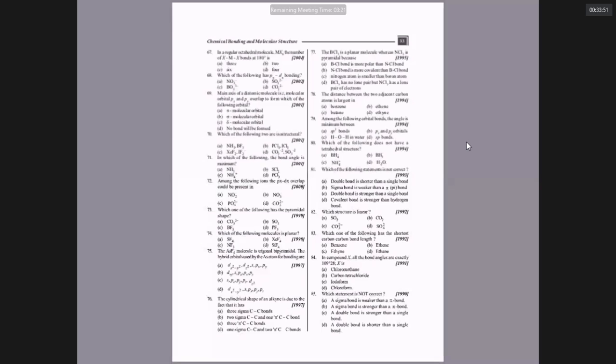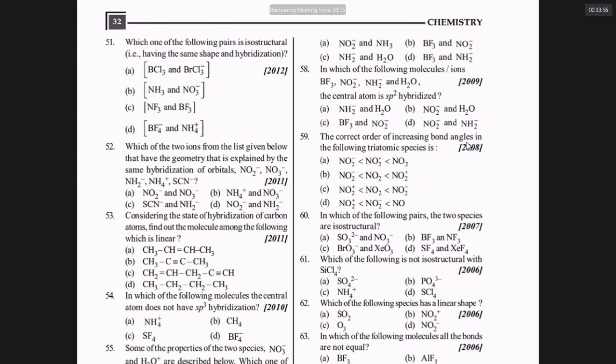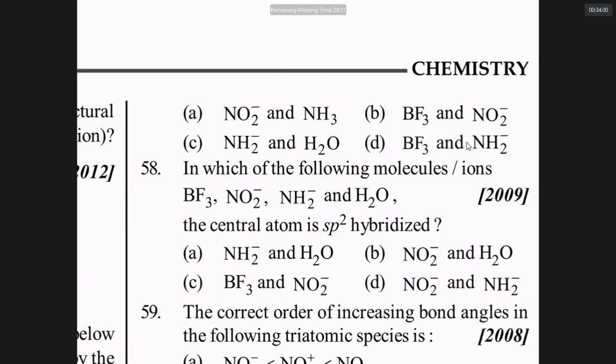So you are able to answer some questions. I congratulate you, you have learned it, right? Sir, look at question number 58. Sir, B, BF3. Not only BF3, one more option is there. BF3 and NO2 minus. Perfect. Option C. Perfect.